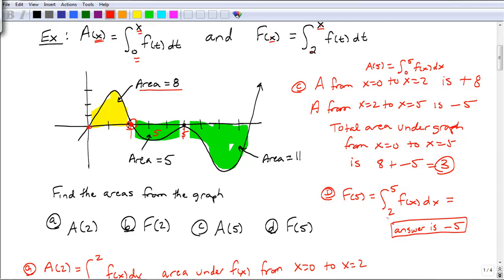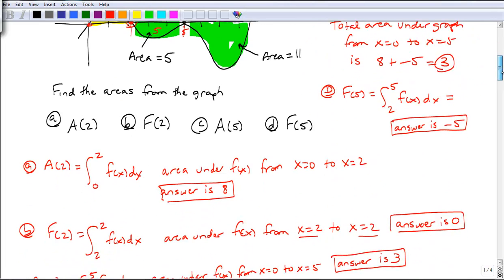And in part D, we go from 2 to 5. The area is 5, but since it's below the x-axis, we call it negative 5.